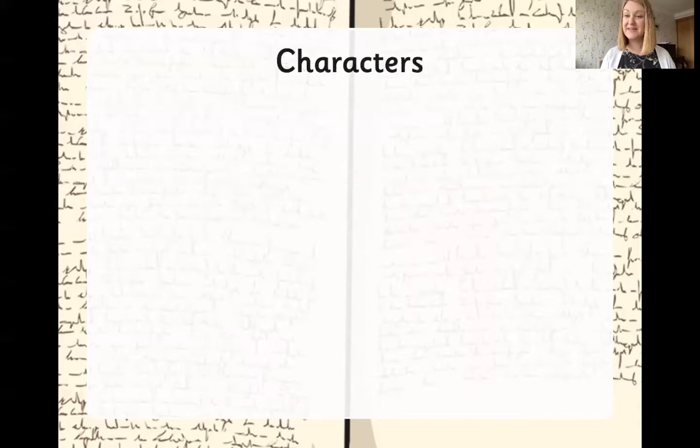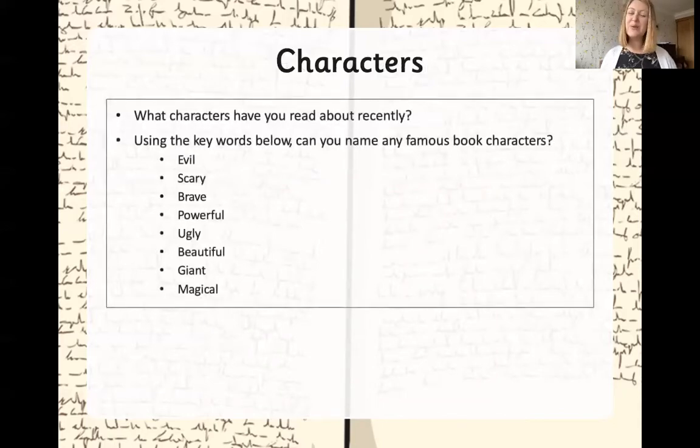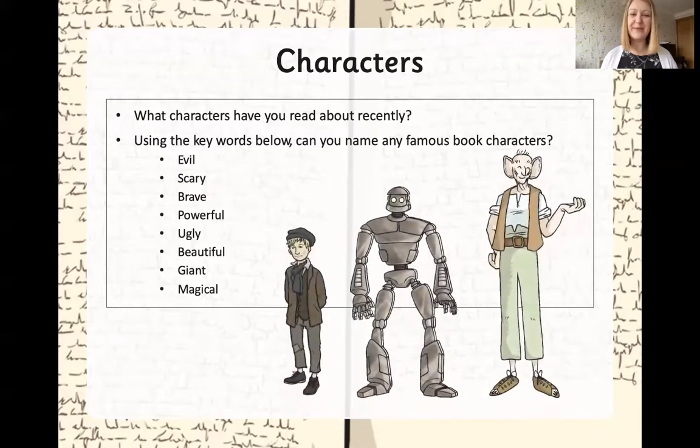Okay, so they have characters in them. So what characters are in your book that you're reading maybe at the moment? Can you think of any famous characters that you know? Maybe they're evil or scary. Maybe they're really brave or powerful. Maybe they're ugly, but maybe on the inside beautiful, or the opposite way around. Are they giant or are they magical? What's the features of your character that you're reading at the moment? And just have a moment to have a little think about, do you like the characters like that? Are you drawn towards a book with a particular type of character, or do you just like a full variety?